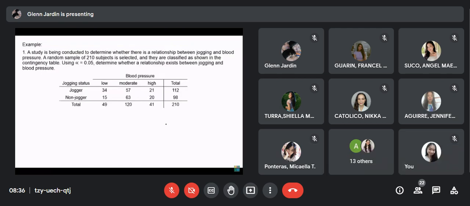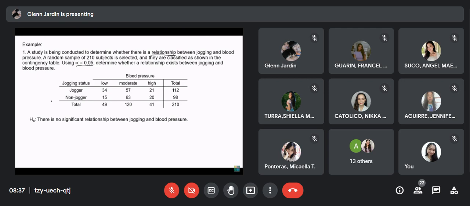So to better understand, let's have this example. So there's a study that wants to determine whether there is a relationship between jogging and blood pressure. Kaya merong 210 na in-interview at kinlassify yung mga naging result dito sa ating contingency table. So, ang gagamitin natin na alpha is 0.05. So, we will set up the null hypothesis. There is no significant relationship between jogging and blood pressure.